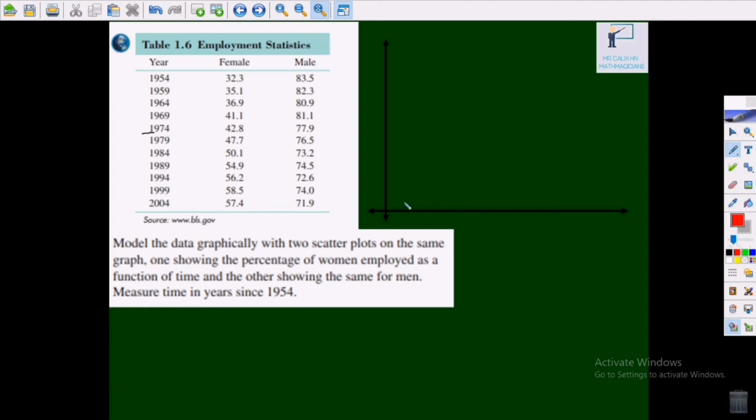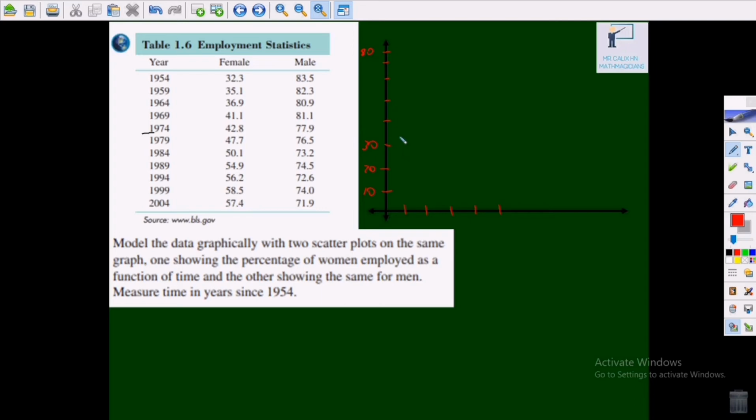It says that from 1954, this is your year, 1959, 64, 69, and 74. And we have 10, 20, 30, 40, 50, 60, 70, 80, and we know that 90 is the one that follows. Okay, so let's do the women part first, the female part. He says that in 1954, females were 32.3.